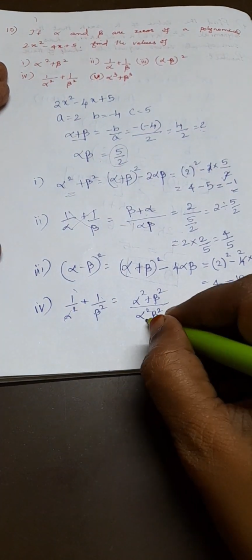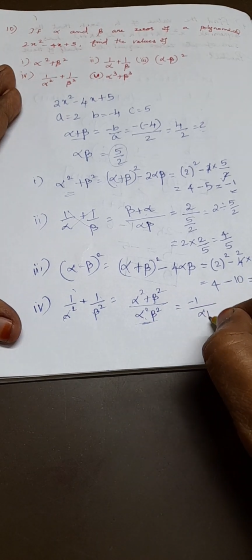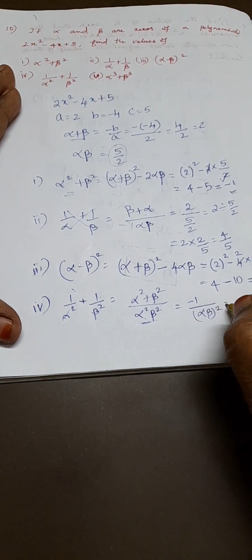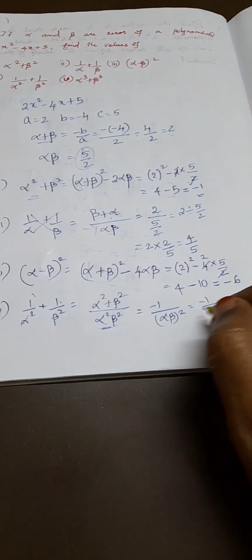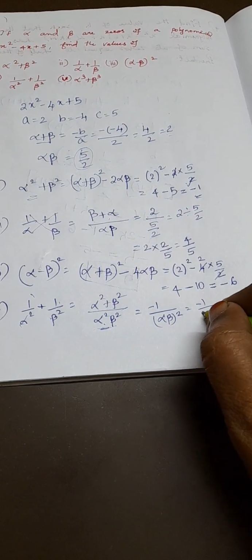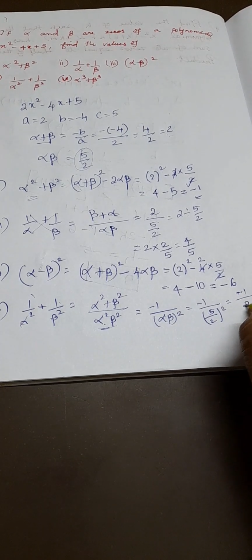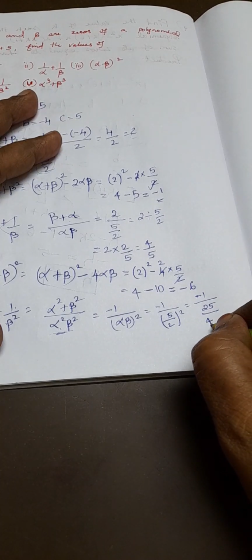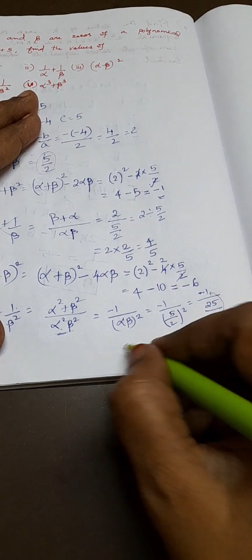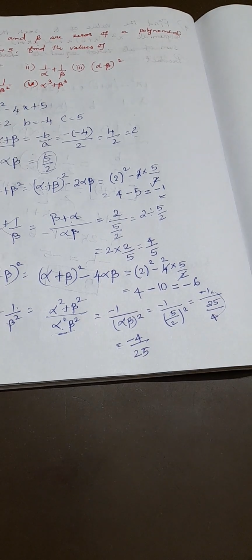Minus 1 by this alpha square beta square, which can be written as alpha beta the whole square. So minus 1, what is alpha beta the whole square? Minus 1 by 5 by 2 the whole square. So what will I get? Minus 1 by 25 by 4. And this 4 will go up, right? So what will I get? Minus 4 by 25 is the answer, right?